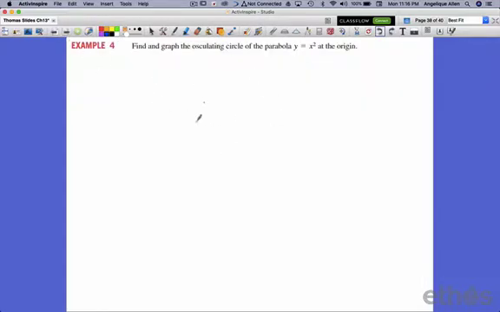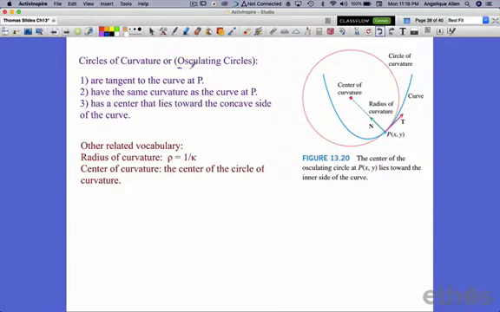Okay, so one more example. Oh, by the way, the other word for a circle of curvature is an osculating circle. And some textbooks use this phrase and some use this one, and ours uses both. So you'll get used to it.